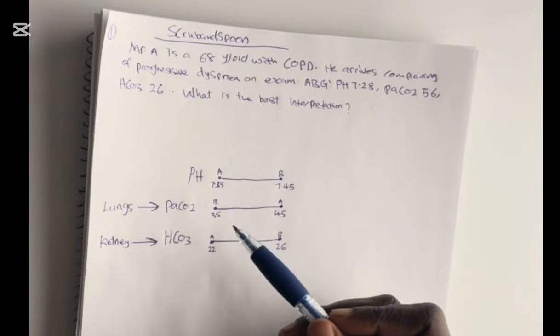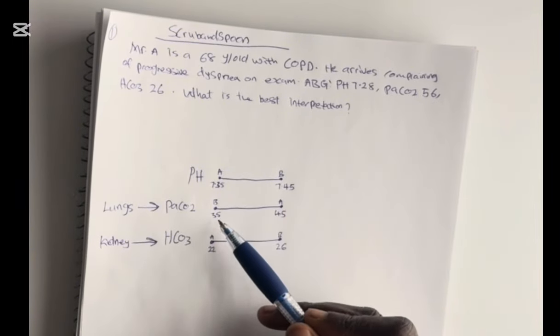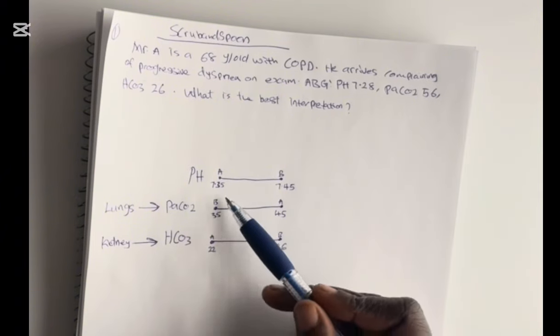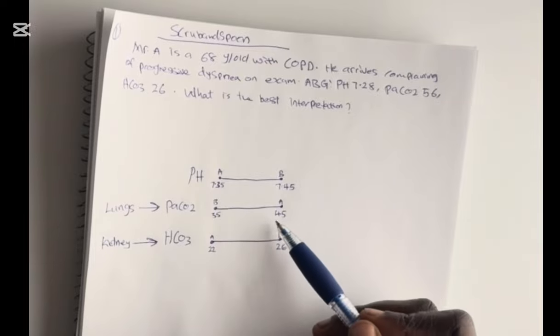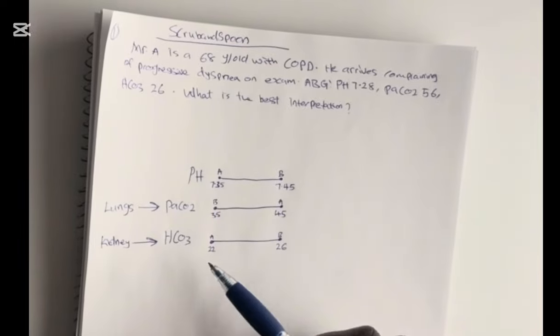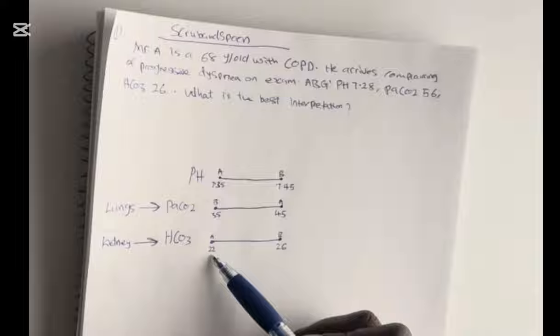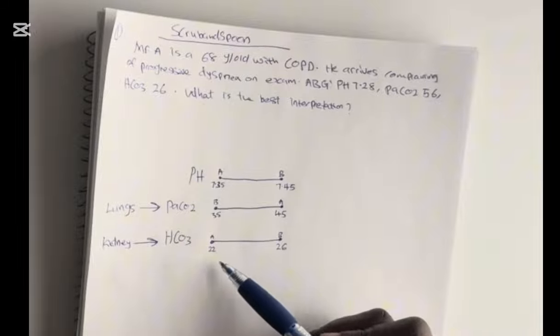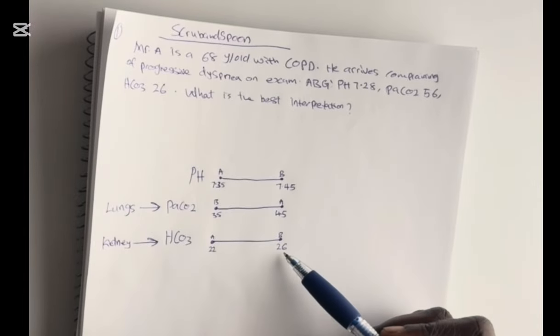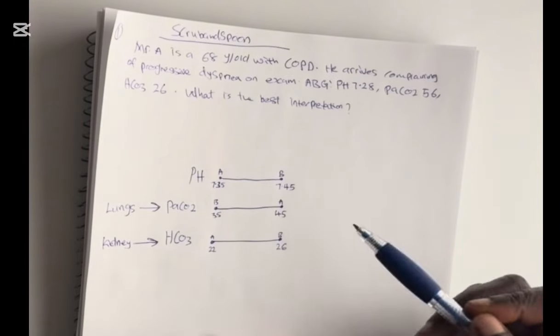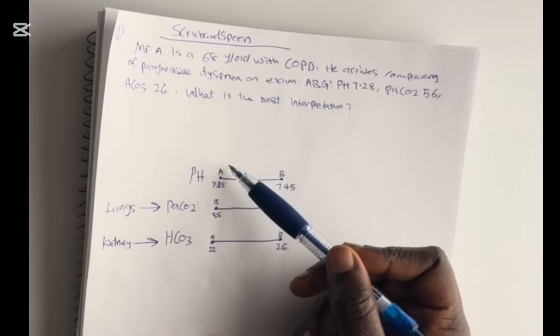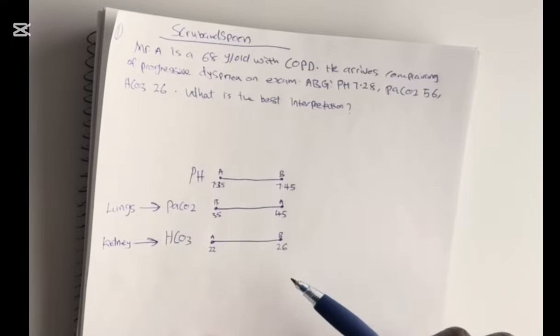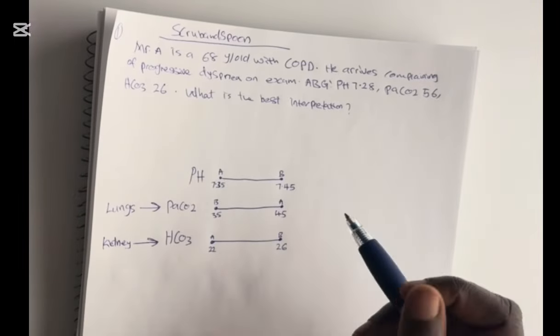Now the CO2 normal range is 35 to 45. The 35 is on the base side and the 45 is on the acid side. And HCO3, the normal range is 22 to 26. The 22 is on the acid side and the 26 is on the base side. So by the time you draw out your chart, it's going to give you ABA on one side and BAB on the other side. Now let's interpret it.